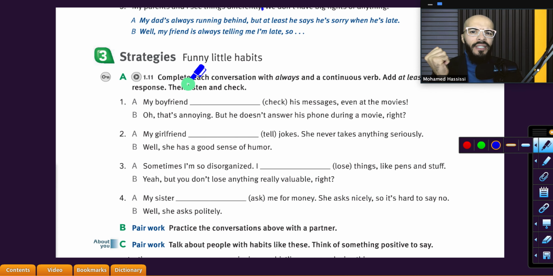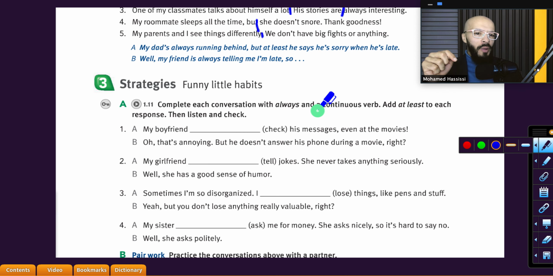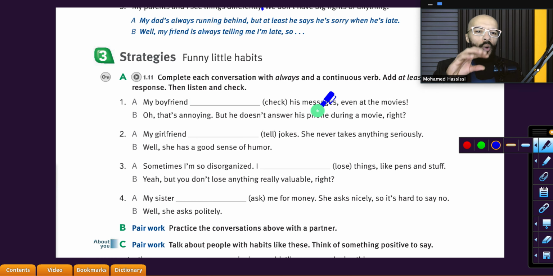All right, it says complete each conversation with always and a continuous verb and add at least to each response, meaning you're going to have to deploy and use all these both strategies that we've discussed, meaning always and the continuous verb, plus you respond with at least. I'll do the first one for you.